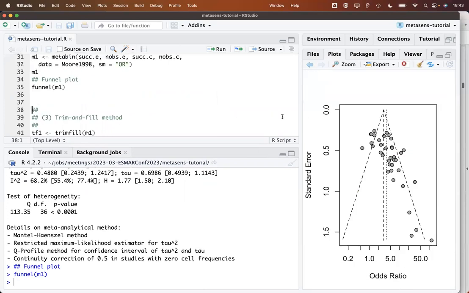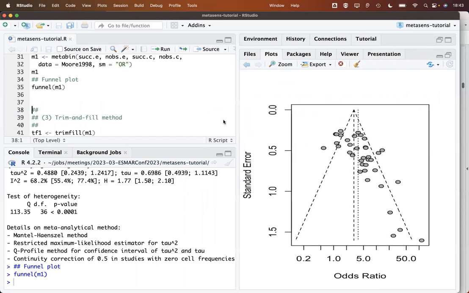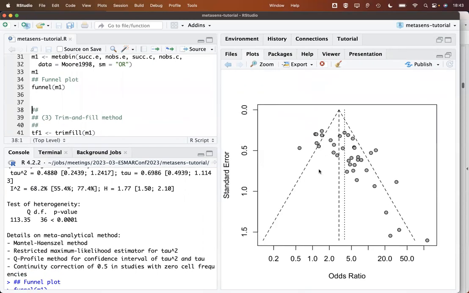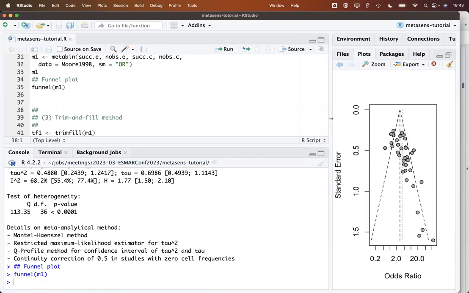So, if we look here at the funnel plot for these 37 studies, we see that this is clearly asymmetric. So these very large odds ratios we only observe in the smallest studies. But if we go up here, we see that the larger studies scatter around here on a large range of values, but overall we still get the impression that the treatment works here.